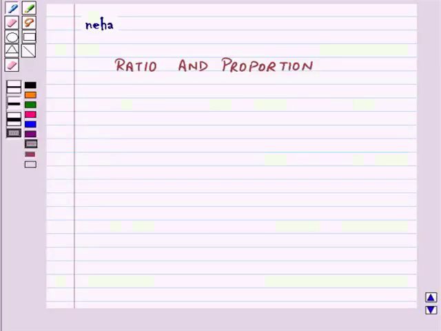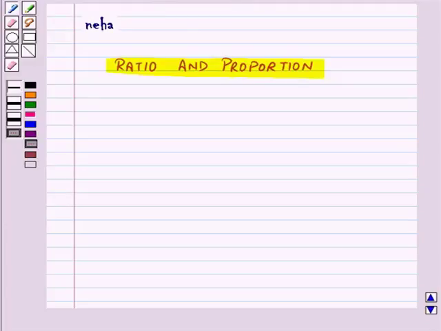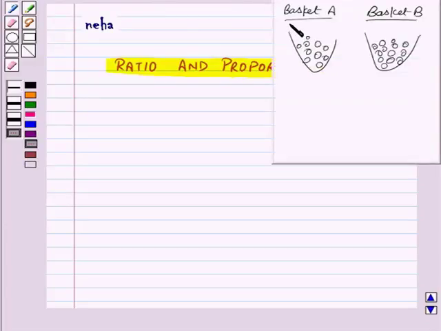Let's start. Hi and welcome to the session. Today we will learn about ratio and proportion. Let us start by comparing two quantities. So here we have a basket A and basket B.